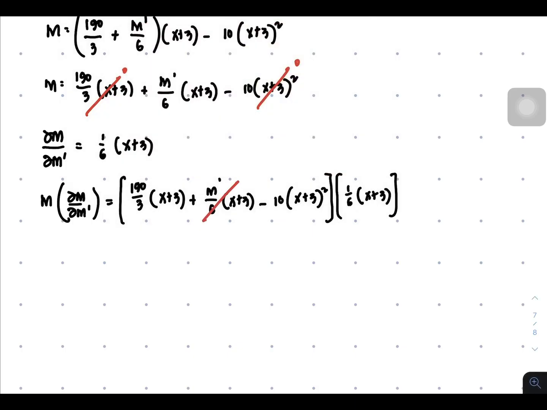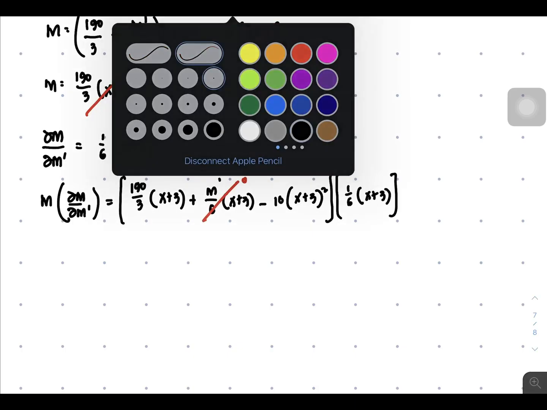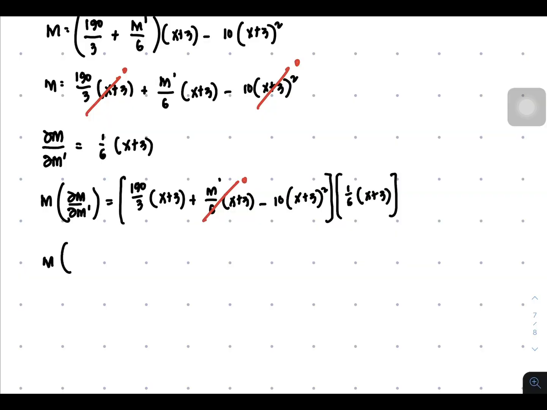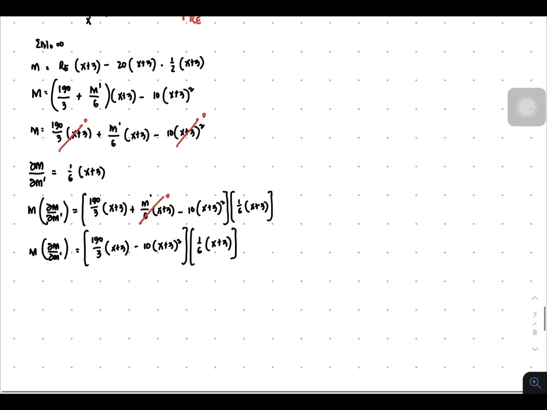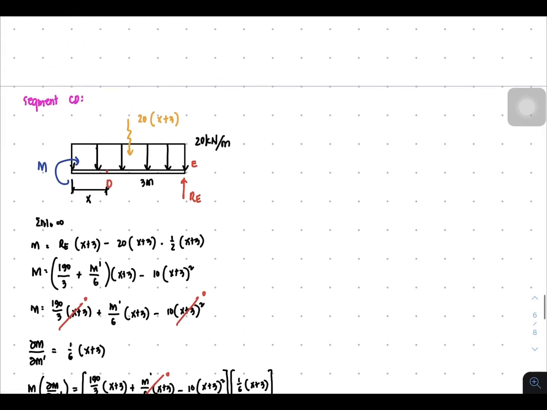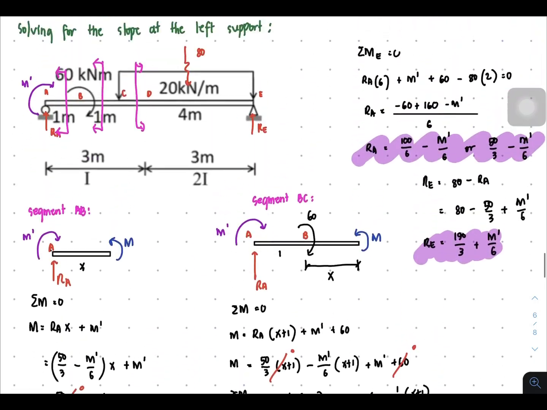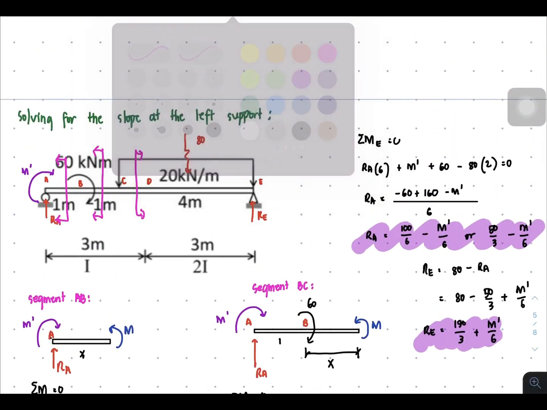And this time we will now be setting the value of m prime to 0 permanently. So the final product would be 190 over 3 times (x plus 3) minus 10 times (x plus 3) squared, times 1 over 6 (x plus 3). There. That is for the segment CD. Let us continue for the segment DE.